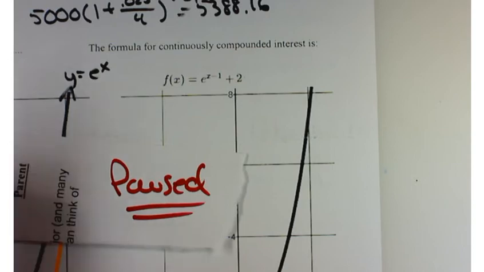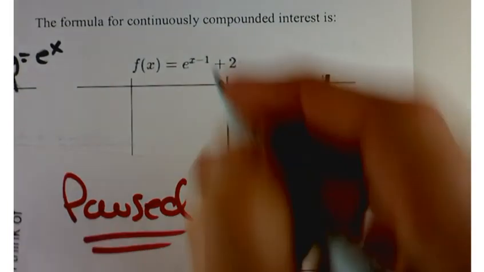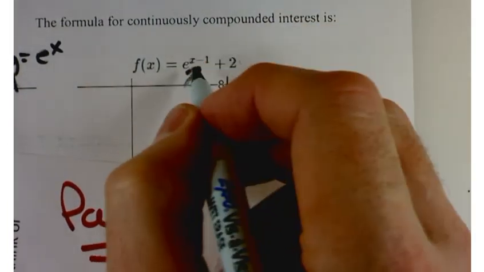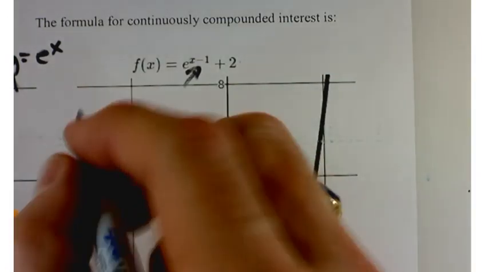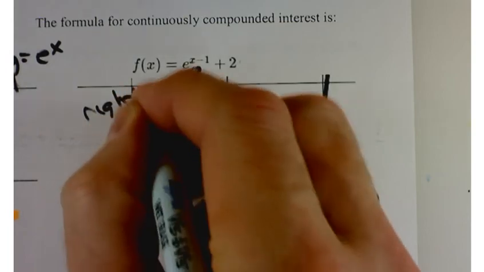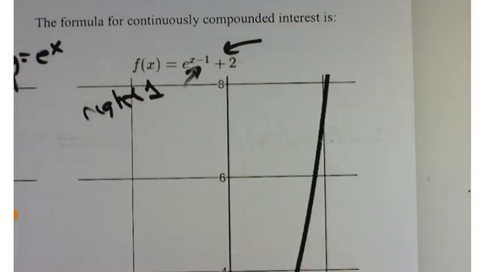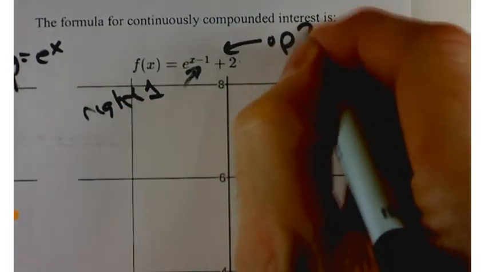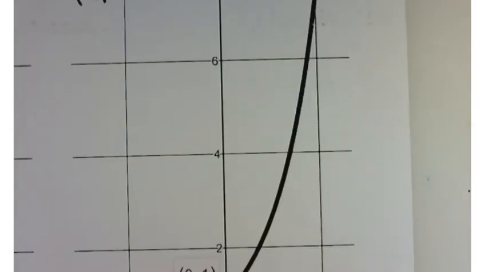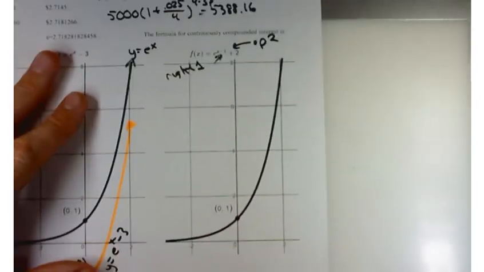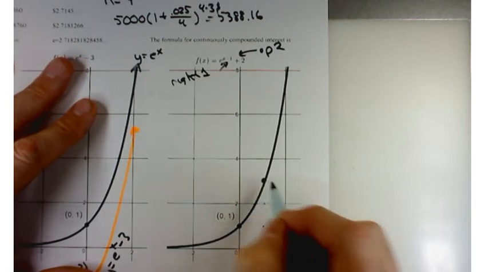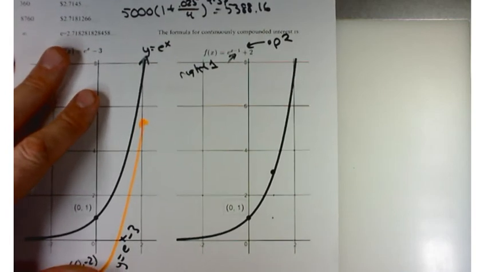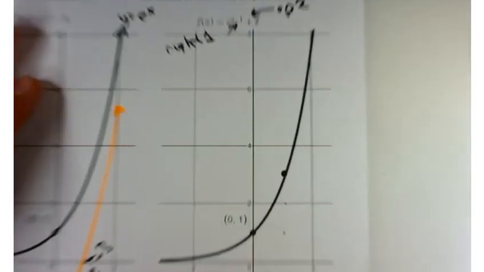Well, let's take a look at it together then. What's the minus 1 going to do as far as the shift is concerned? Right by 1. And then what? Up 2. Good. So let's see if we can't figure out what that does for their graph. Right by 1 is over here. Up by 2. Yeah, somewhere around here. Okay, looks good. What else should I change?